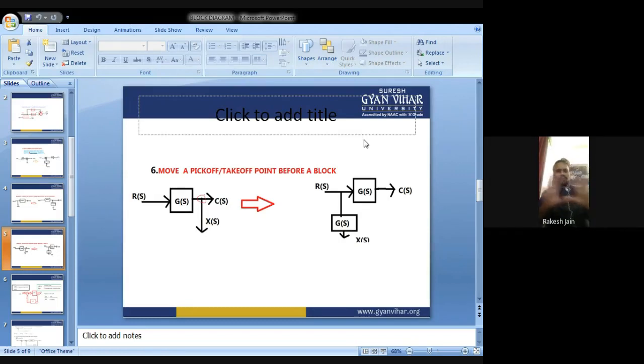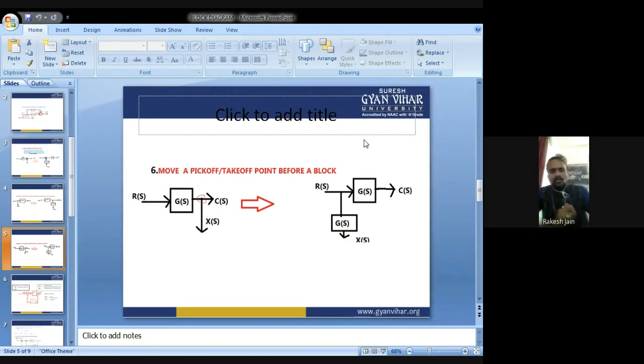In any graphical representation, in any numericals, whenever you see a block diagram representation, we can change it, because we wish to find out the transfer function CS upon RS. We can easily find out the transfer function CS upon RS. Why this method? By applying all these rules, right?